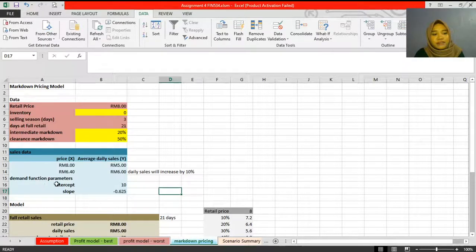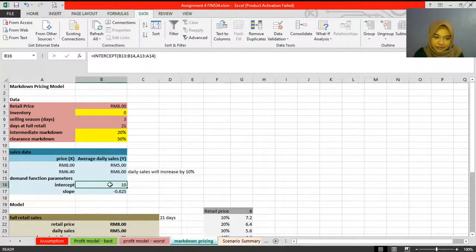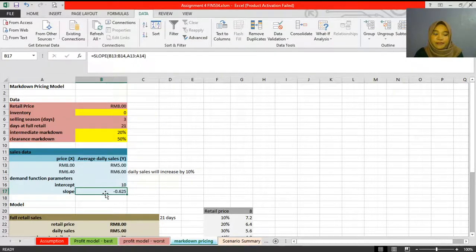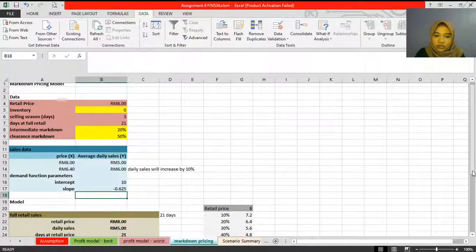So my demand function parameters are intercept and slope. My intercept is 10, which I got from the intercept function, selecting this one, comma, and this one with this one, and then I get 10. And for my slope, it is the slope function, the same thing, and I got negative 0.625.